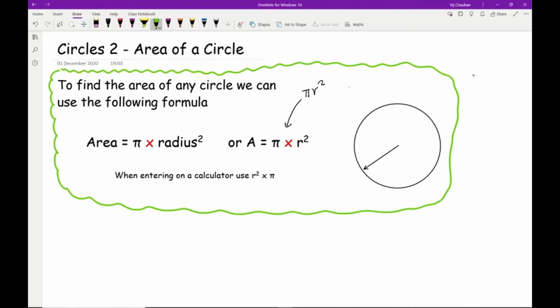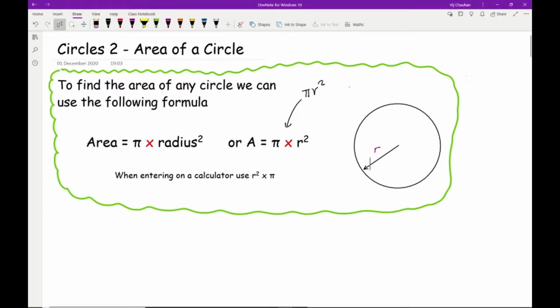the radius squared. Now the key thing with regards to this that's different to the circumference of a circle is that there is only one formula for this. So in order for you to work out the area of any circle, you need to first make sure that you know what the radius of that circle is.